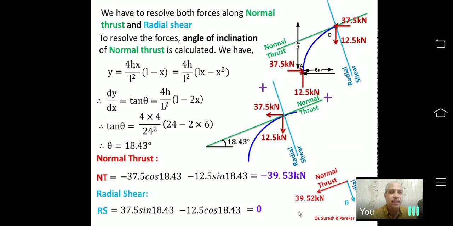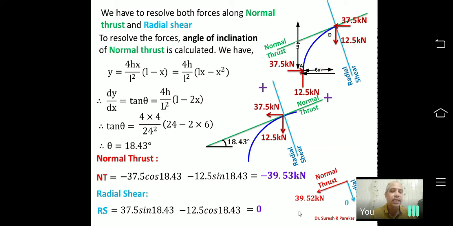Now we have to plot it. Normal thrust we have along the downward direction, and radial shear we have 0. You can show the direction or not show it, that doesn't matter. Our magnitude is 0, so the direction is not required. So we have normal thrust and we have radial shear. This was the second type of problem, where we have taken a concentrated load.